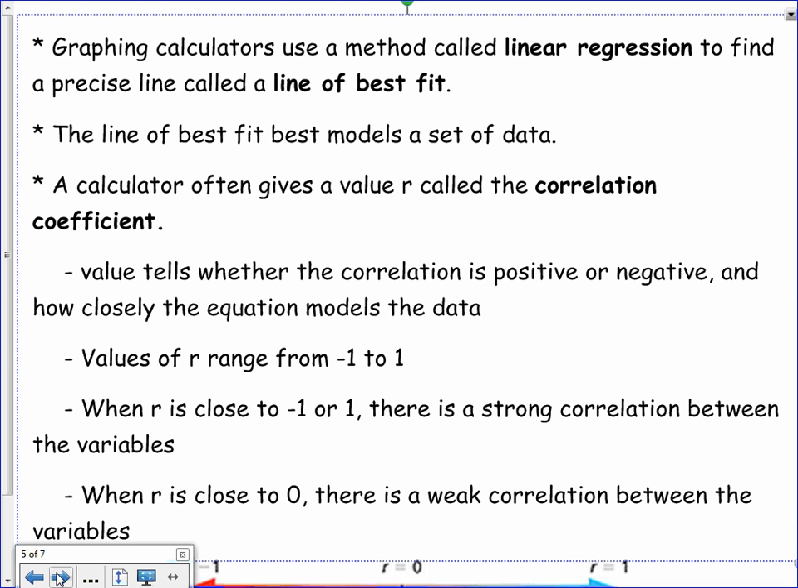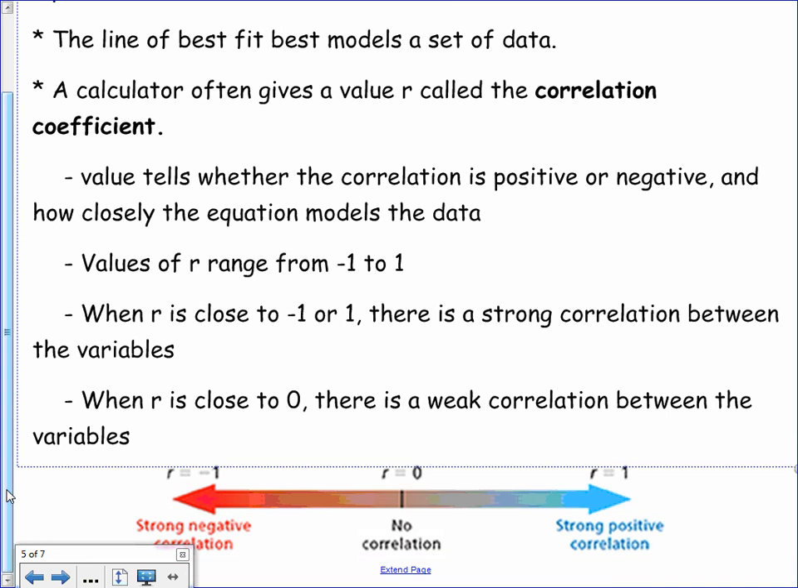All right. And a calculator often gives a value r called the correlation coefficient, and that value tells whether the correlation is positive or negative and how closely the equation models the data. So values of a correlation coefficient range from -1 to 1, and when r is close to -1, there would be a strong negative correlation. If it's close to +1, there's a strong positive correlation. And when r is close to 0, there's a weak correlation between the variables. That little chart sort of shows you that information.